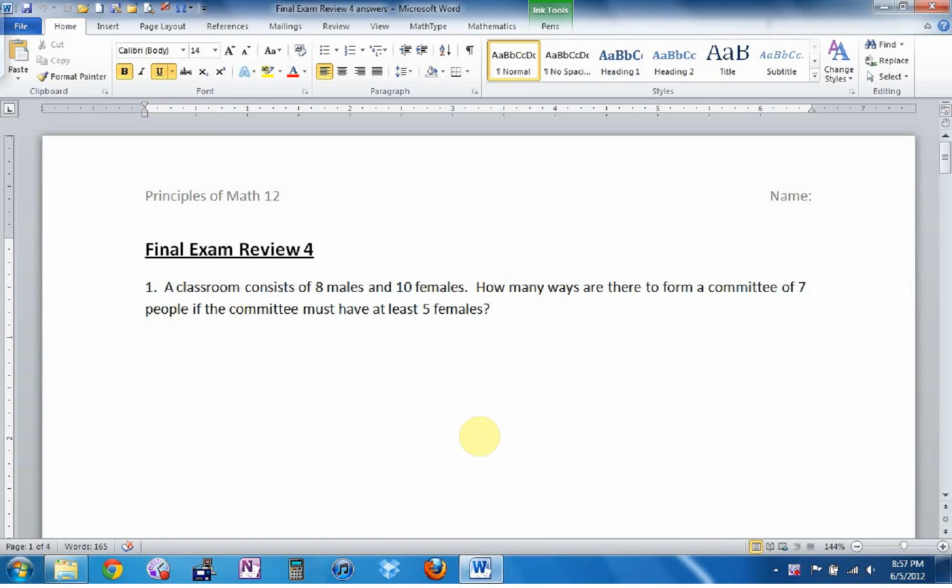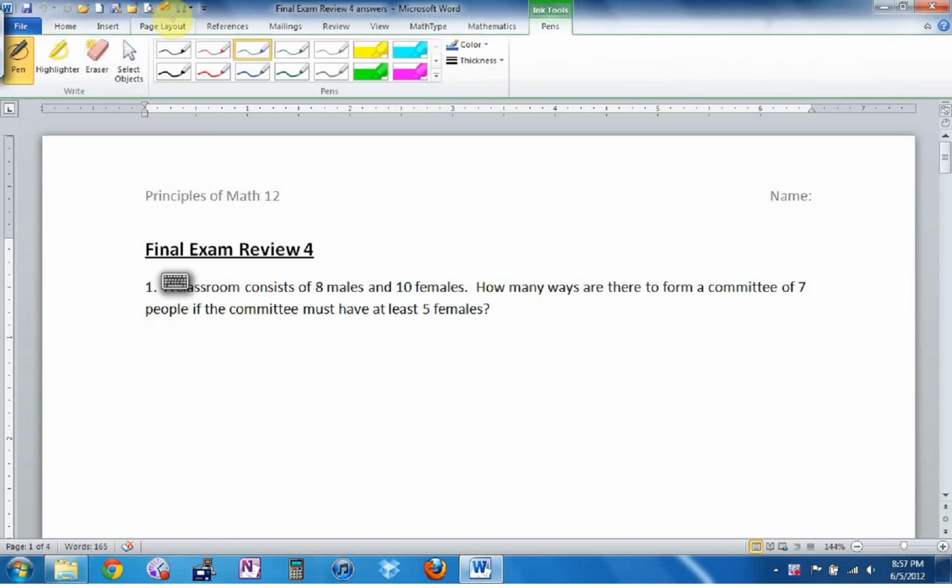Final exam review number 4. So this has got some probability and stuff on it. On your test, what am I going to ask for combinatorics? Probably a committee question or a card question, because those are my favorites.